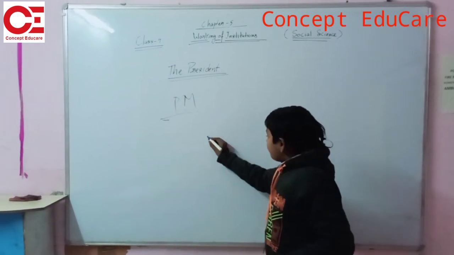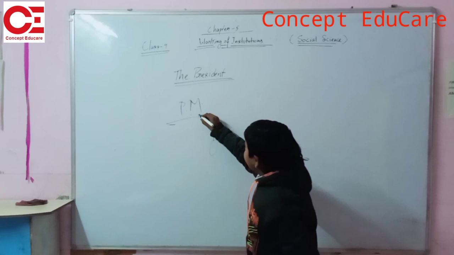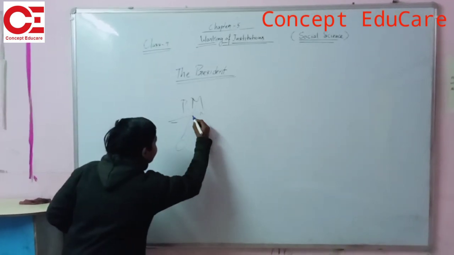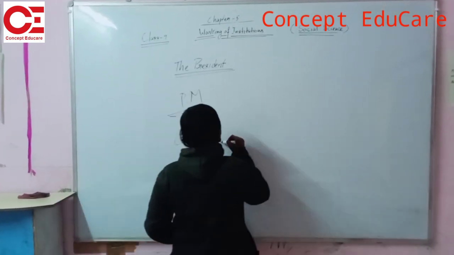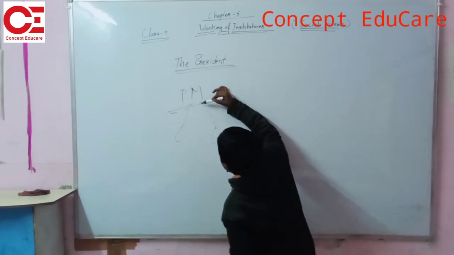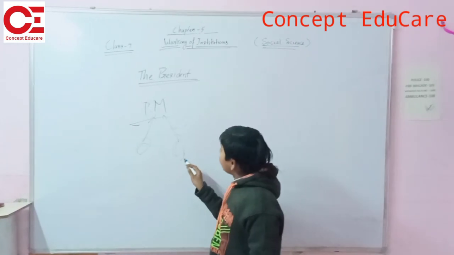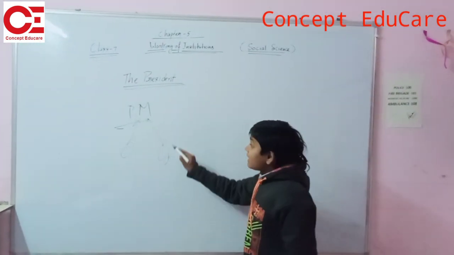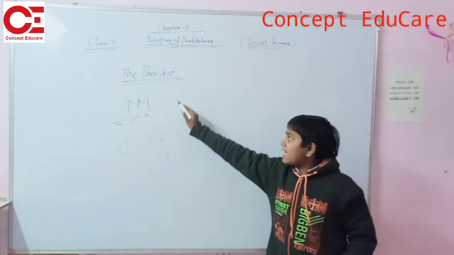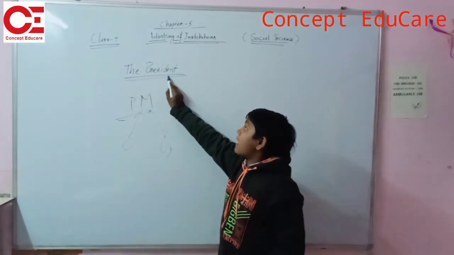The PM is directly elected by the people, because the people elect MLAs, and whoever is the best among the MLAs is made PM. So he is directly elected by the people, and he holds the supreme power. The president does not have the supreme power.